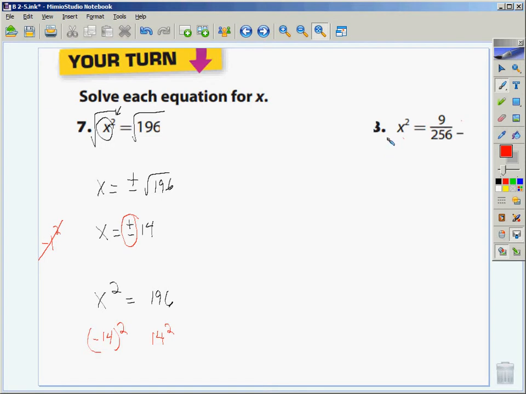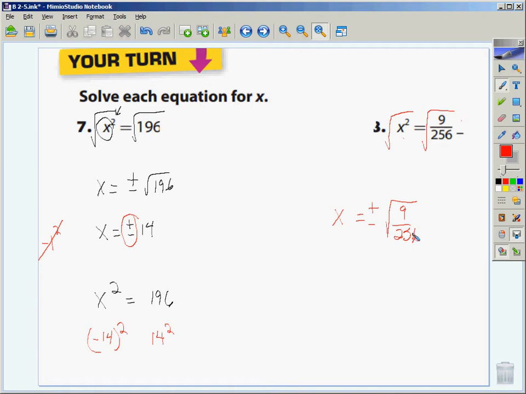Square rooting. We've got to get past squaring being division. The opposite of squaring is square rooting. If I square root both sides, it's going to produce a positive and a negative. And people look at this fraction and they think, well, I can't do anything with this. I don't know how to do this.